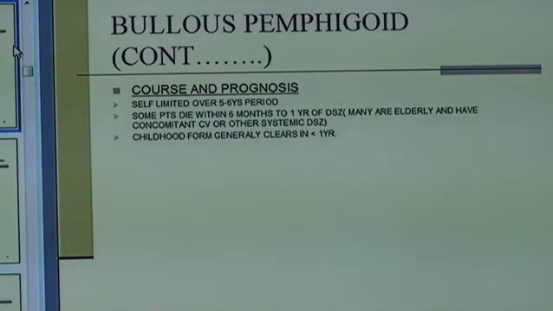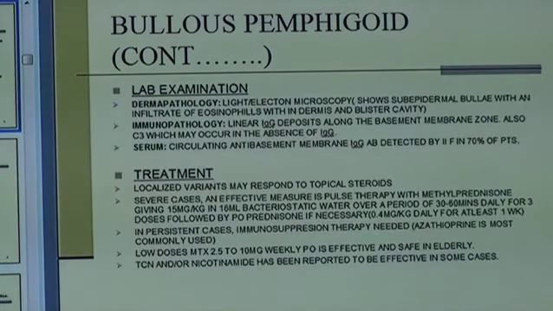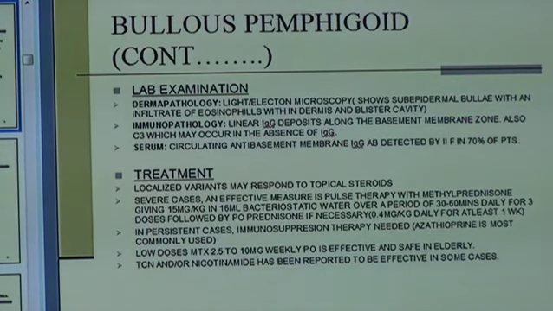In persistent cases, immunosuppression therapy is needed, and azathioprine is most commonly used. Low doses of methotrexate, 2.5 to 10 milligrams weekly, is effective and safe in the elderly. And then tetracycline and or nicotinamide has been reported to be effective in some of the cases.